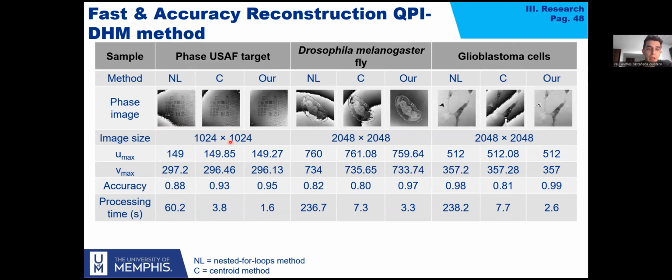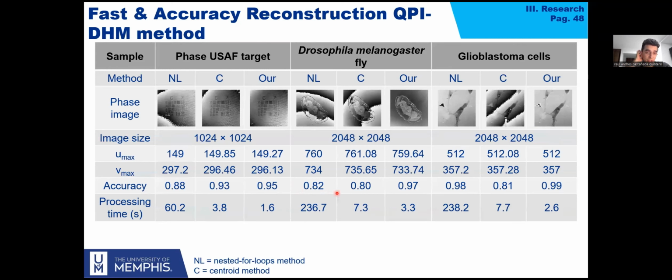These are the dimensions of the samples: 1024 by 1024 or 2048 by 2048. So these are the values of U max and V max. We can notice that the difference is in the order of decimals of pixels. The accuracy always is higher; we obtain the higher value in the accuracy.